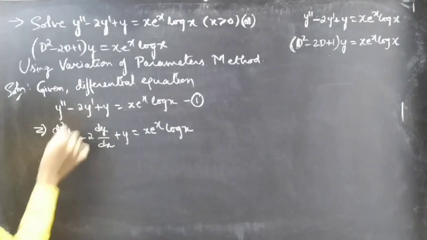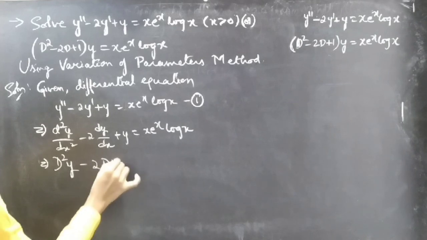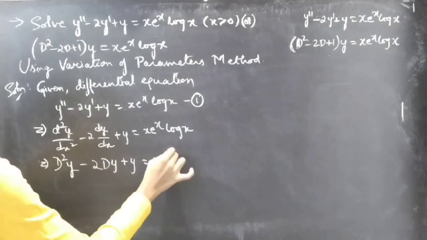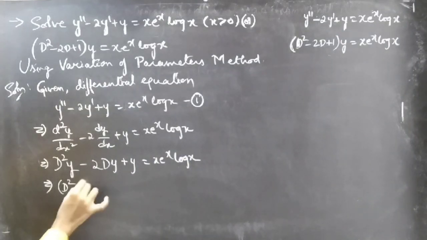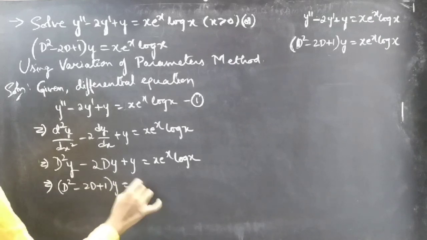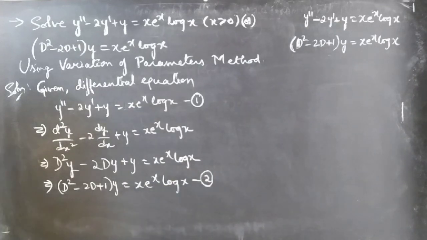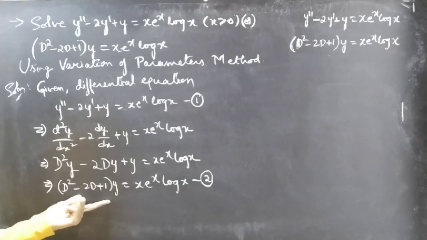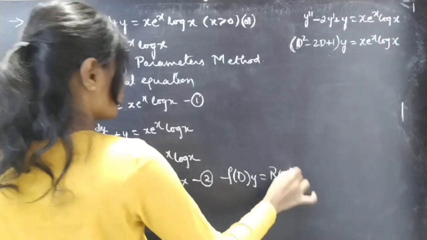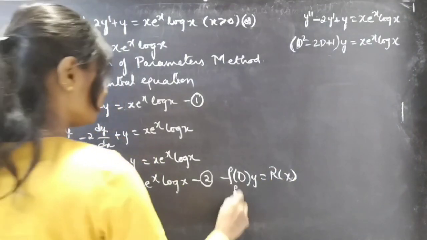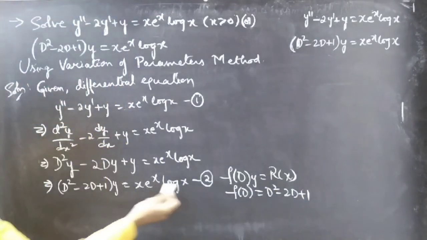Now we can write d²y/dx² as capital D² y using the differential operator D, minus 2 into, write dy/dx as capital D y, plus y equal to x e^x log x. Now take y common from all the three terms of LHS. We'll get (D² - 2D + 1) y = x e^x log x, which is considered as equation 2. The equation 1 in operator form is equation 2. In operator form, say f(D) y = R(x), where f(D) is D² - 2D + 1 and R(x) is x e^x log x.